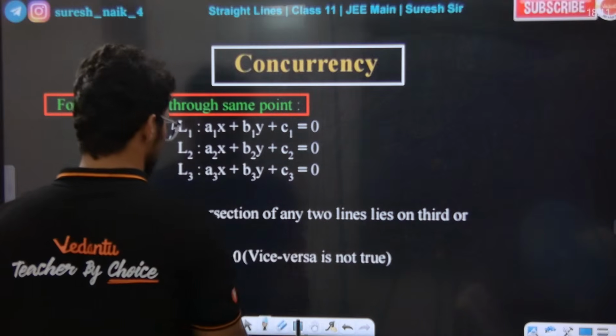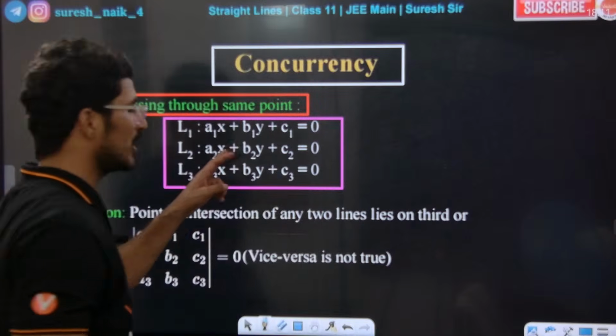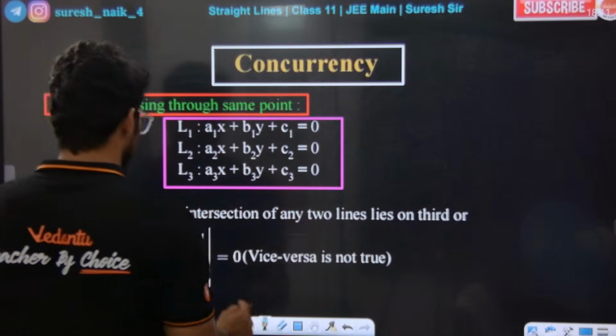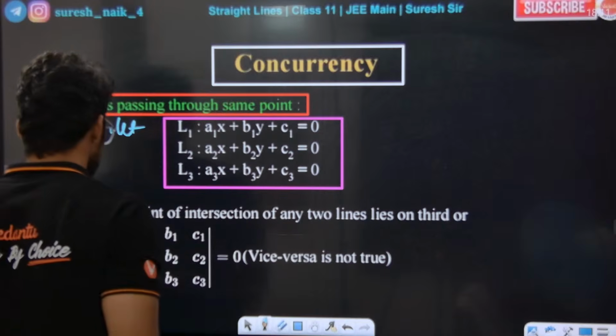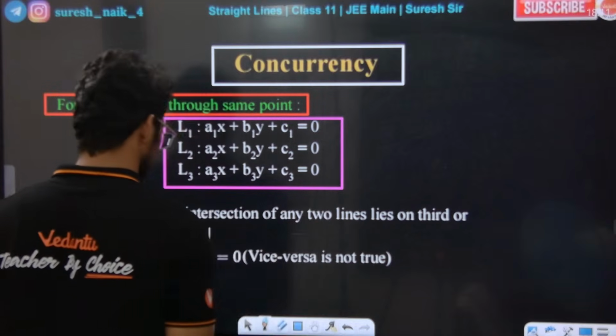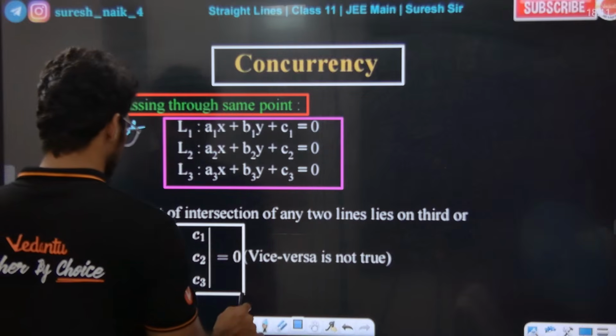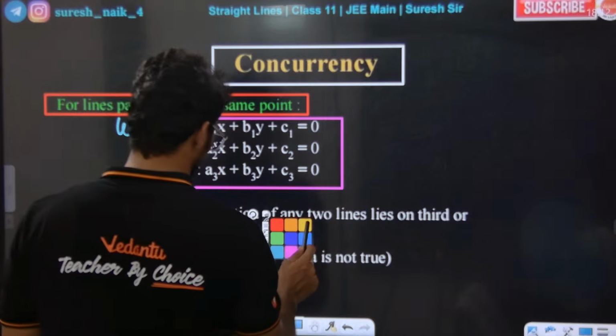Let me say these 3 lines. These are the 3 lines, L1, L2, L3. Correct or not? Let us say these 3 lines. Sir, condition for the point of intersection of any 2 lines to lie on the third is going to be what basically, or vice versa you can say. Vice versa is not true basically, okay.